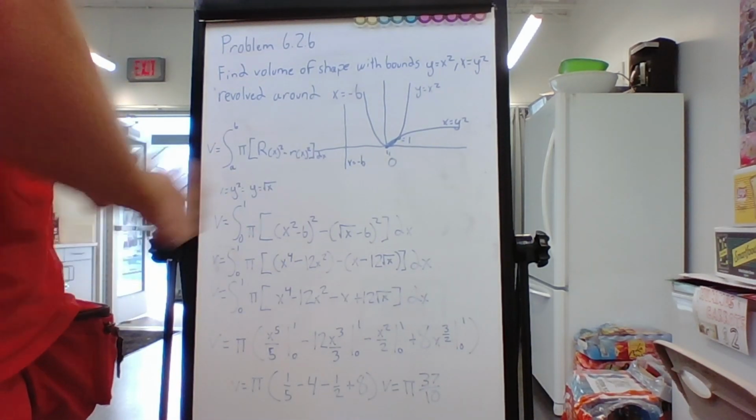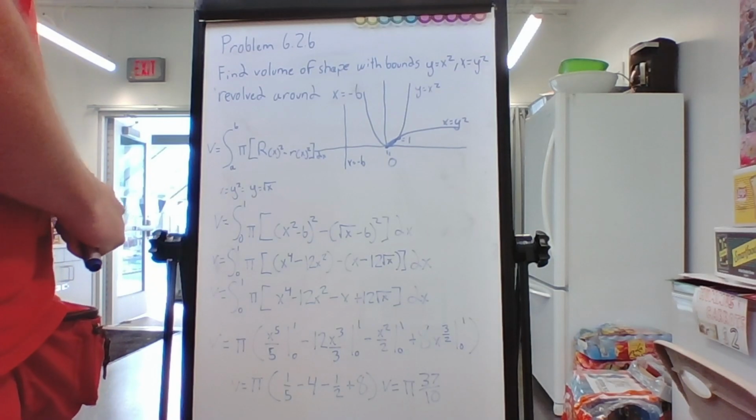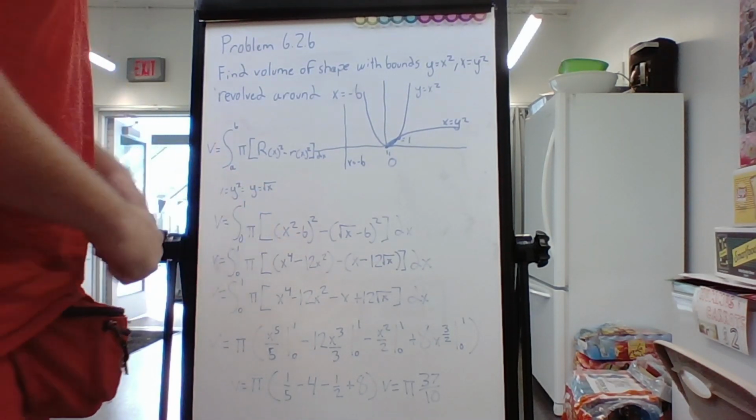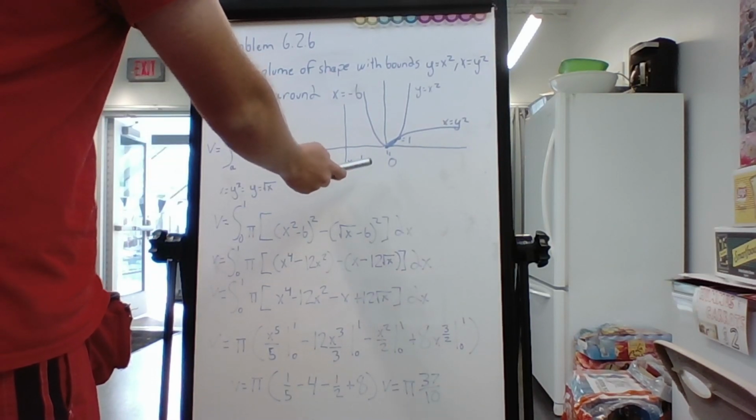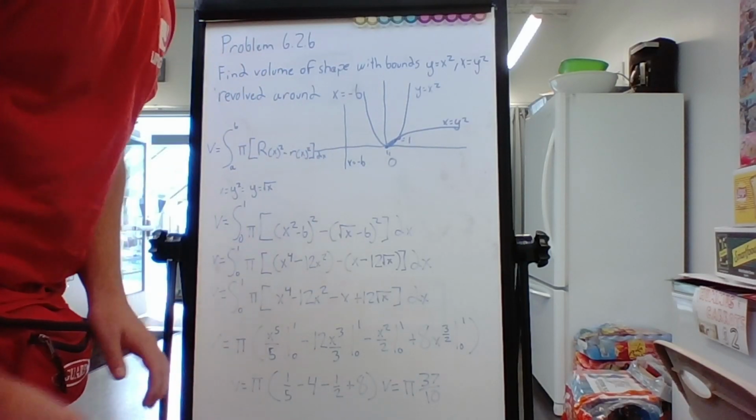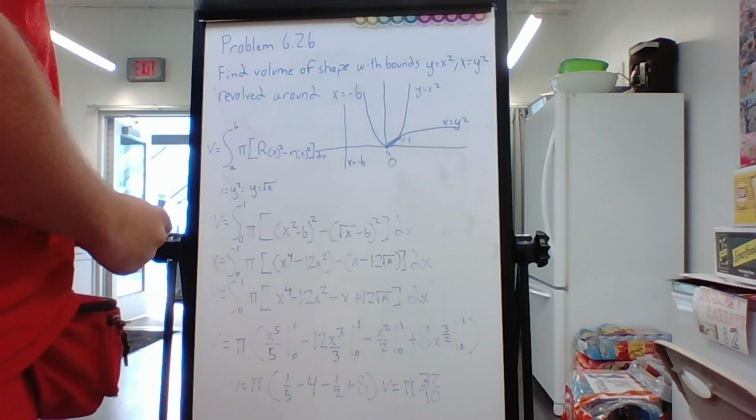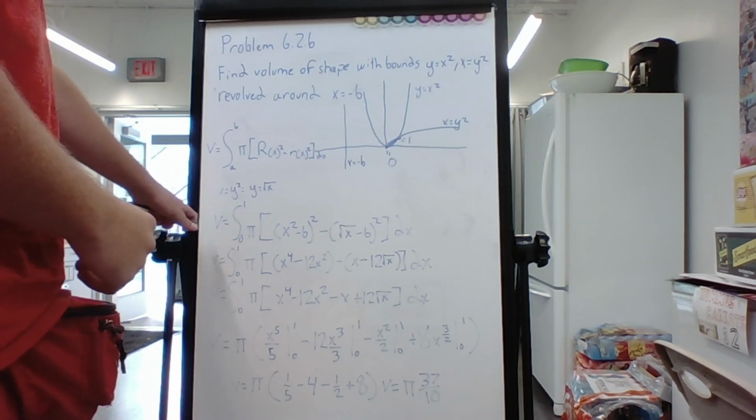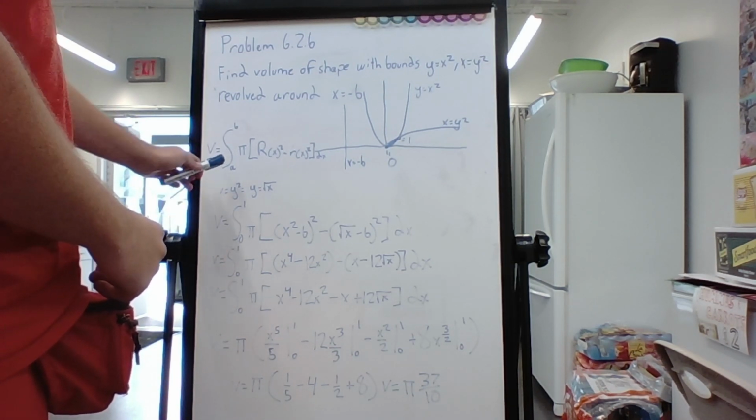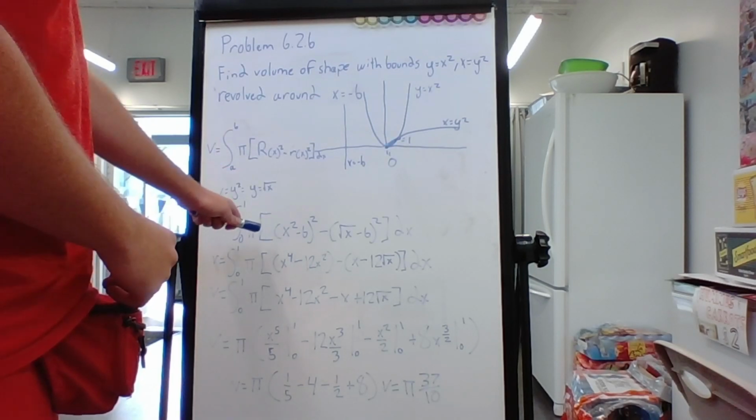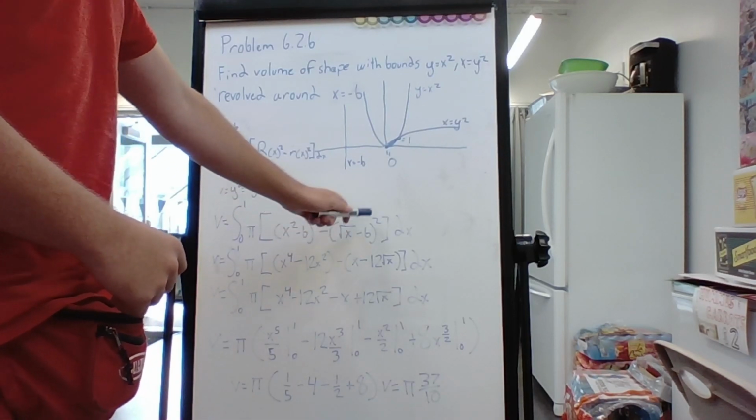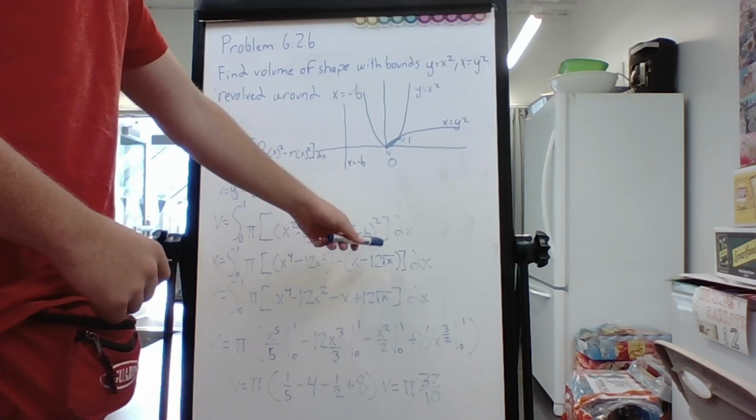So when you get to actually plugging it in, you might be wondering where this 6 comes from. Well, the 6 is actually the bound that we got to revolve around here. So that's our radii, so you have to include that in the problem. So the volume is equal to the integral from 0 to 1 of pi times (x squared minus 6) squared minus (the square root of x minus 6) squared dx.